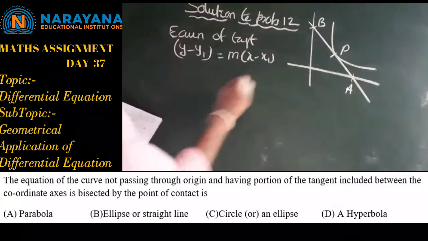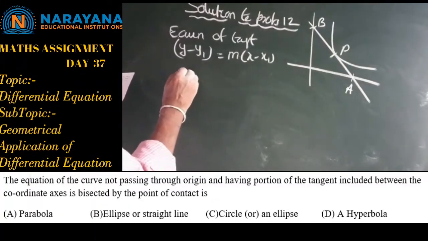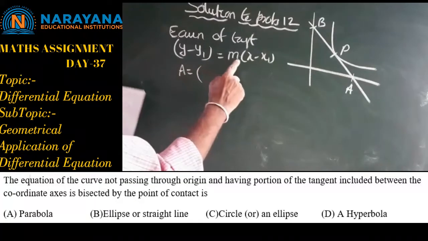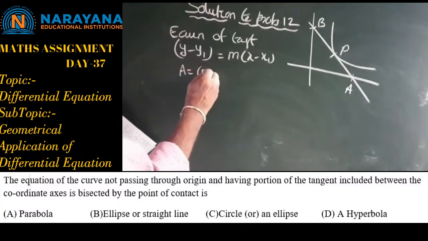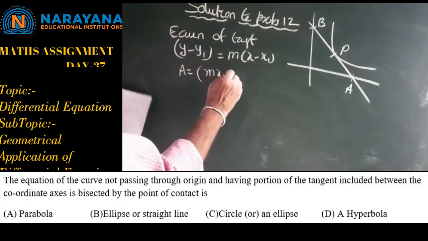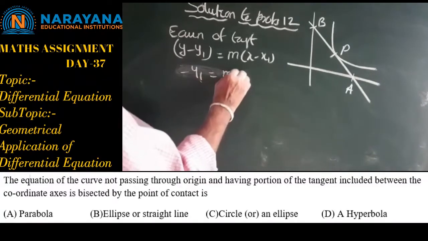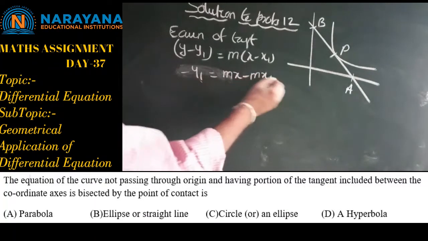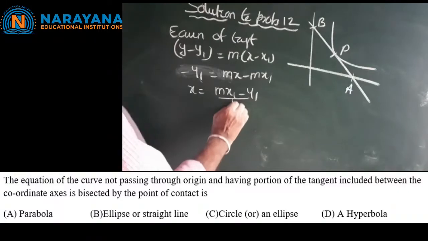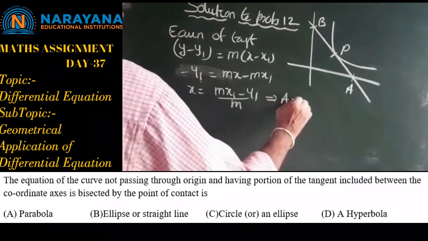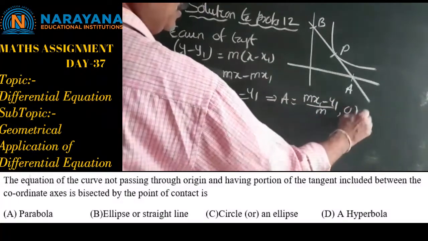So if you write y equal to 0, you can get the value of x. So A coordinates we can write. If y is 0, you can get minus y1 is equal to mx minus mx1. So you get x is equal to mx1 minus y1 divided by m. From this we got the coordinates of A as mx1 minus y1 divided by m, comma 0.